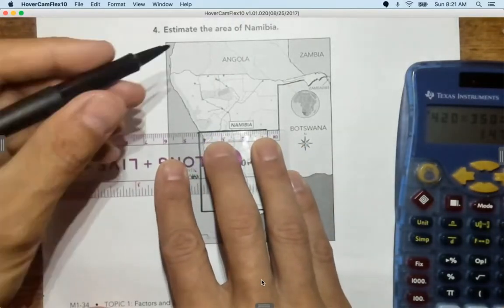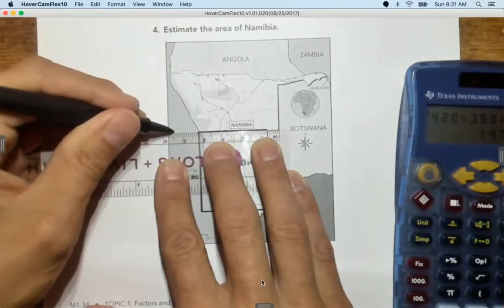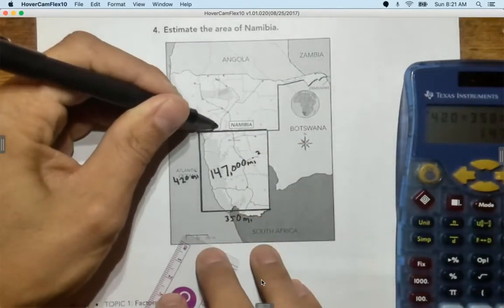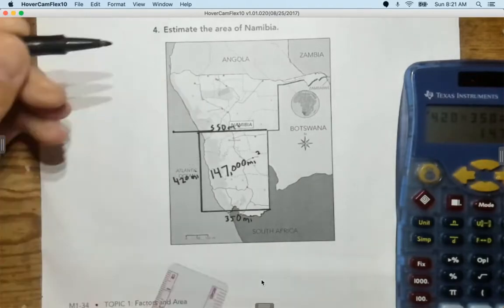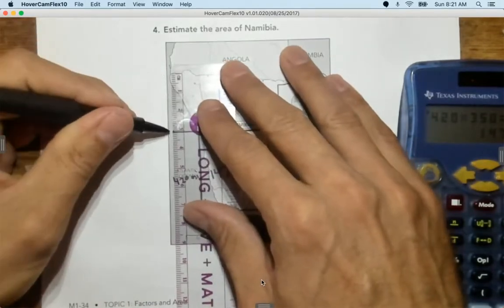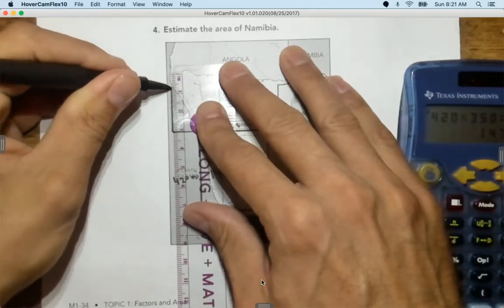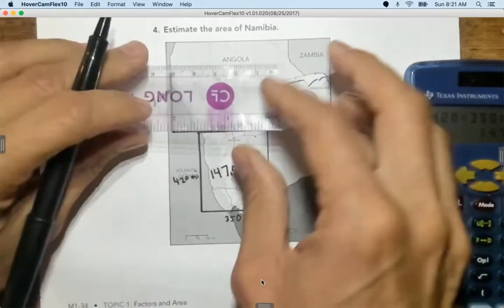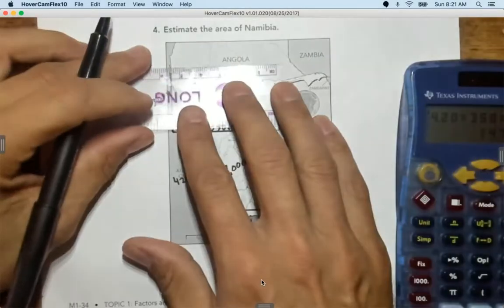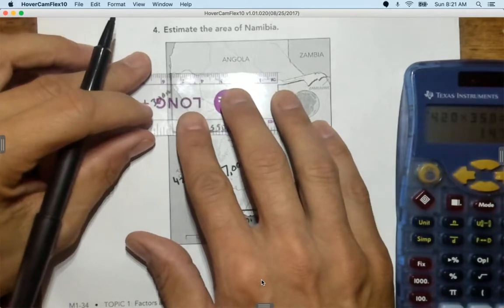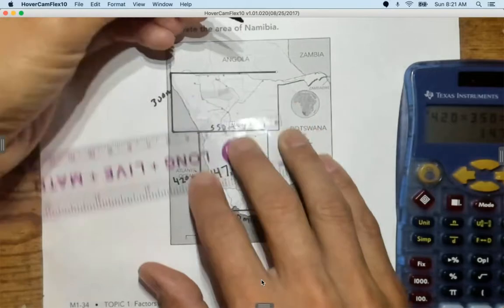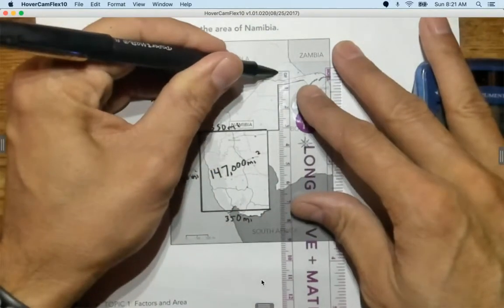And I would go to 5.5 here. And so that would be 550 miles on this. And then I would go on just about 3. So it'd be 300 miles there. And then I would go 550 again to make a nice rectangle because that's easier to figure out the area of. And then I'd come straight down to grab this part right here.